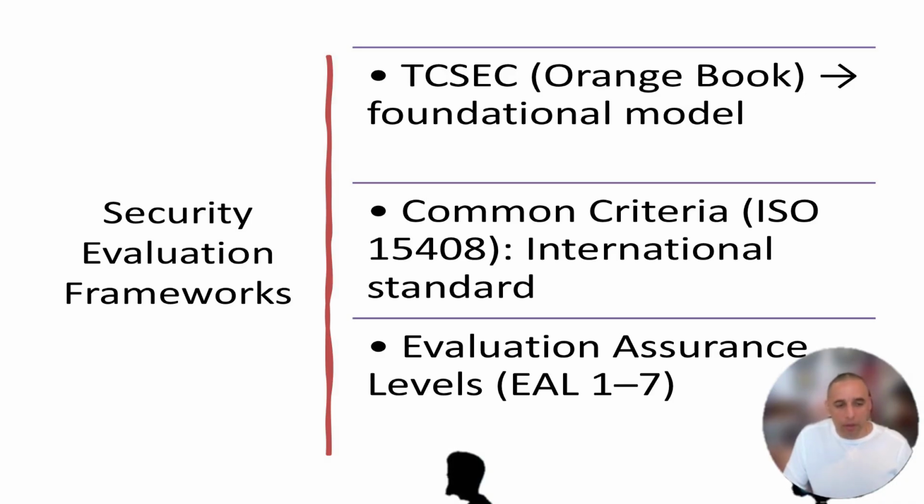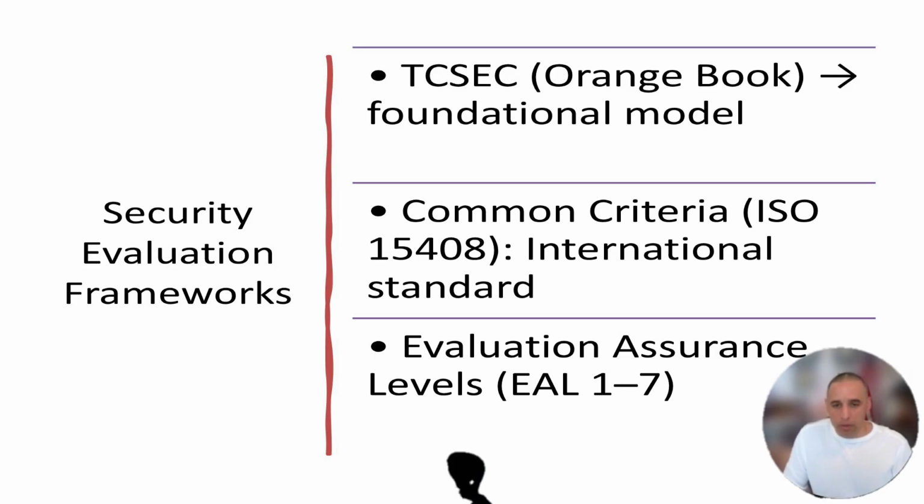Under Common Criteria, products are rated from EAL1, functionally tested, to EAL7, formally verified, designed, and tested. The higher the EAL, the more rigorous the evaluation process and the greater the assurance that the product is secure. These frameworks help organizations make informed decisions about which systems and products to trust. They also provide a common language for discussing security requirements and assurance levels, both within organizations and across industries.